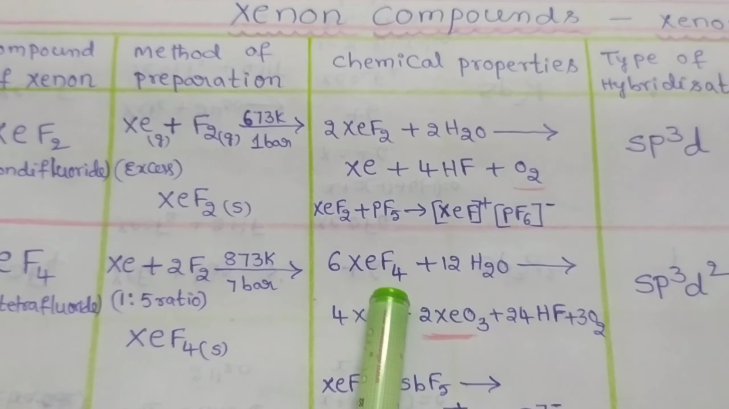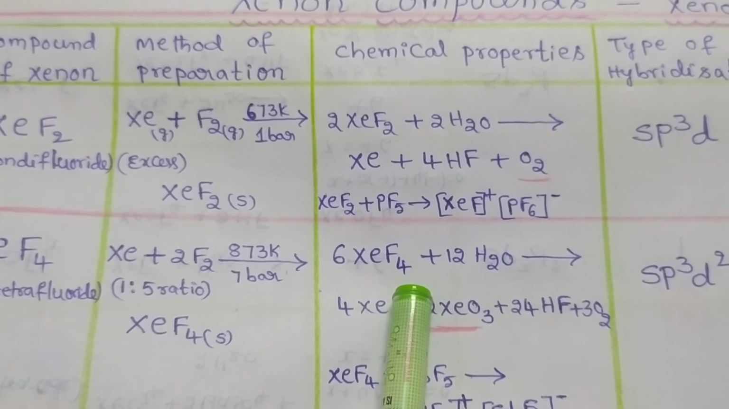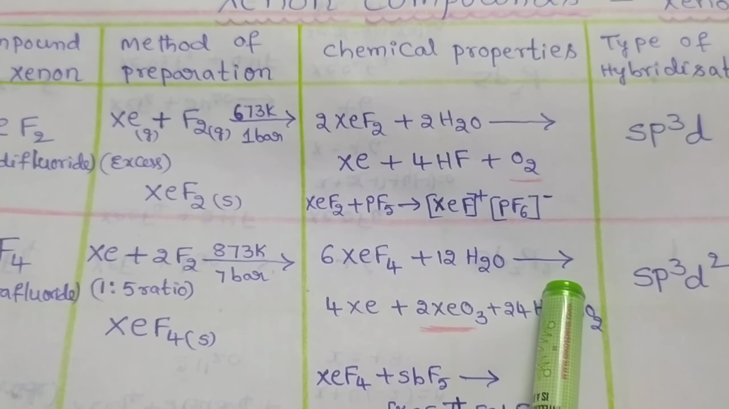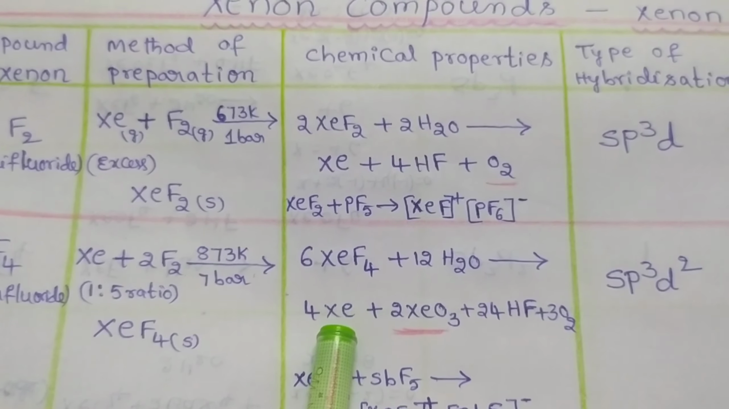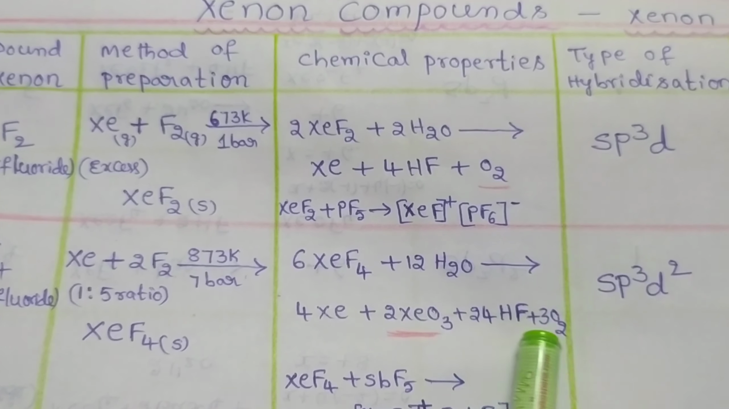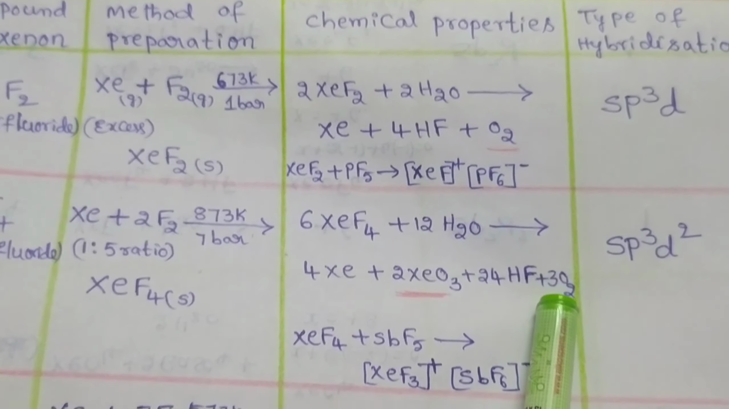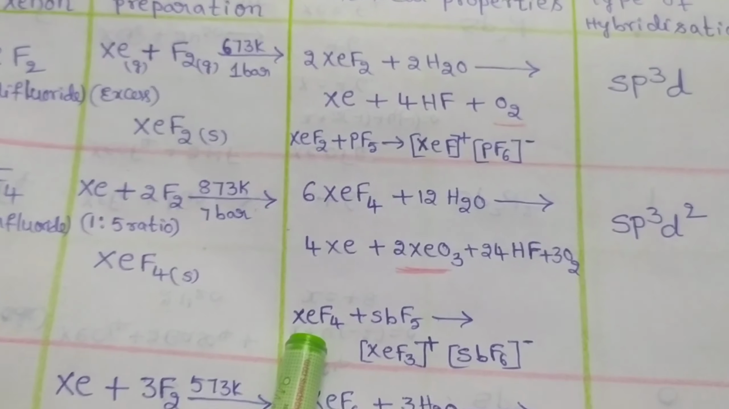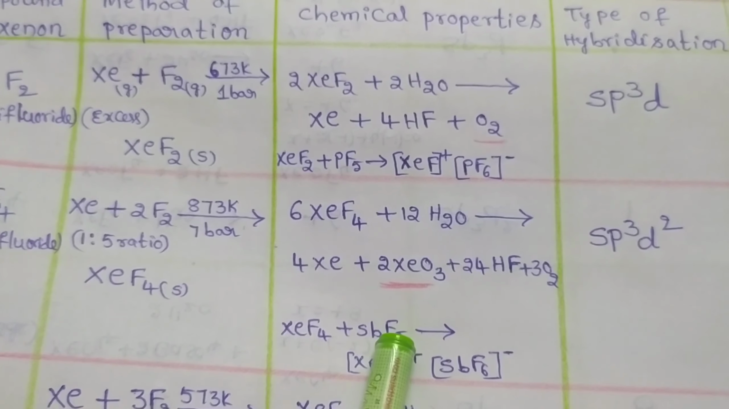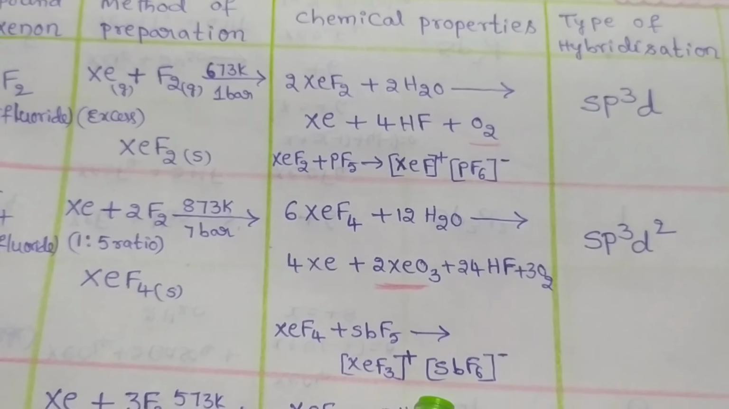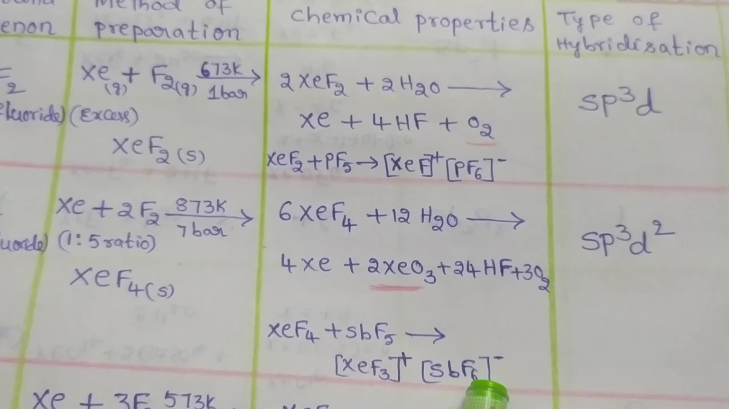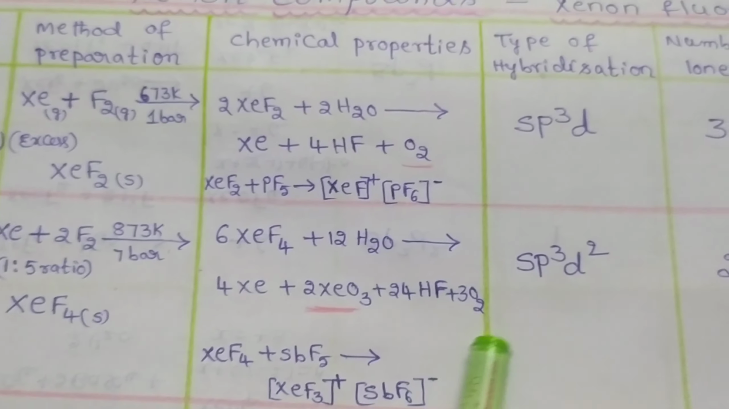Chemical properties: when 6 moles of xenon tetrafluoride is reacted with 12 moles of water molecules, it undergoes hydrolysis, forming xenon and xenon trioxide, hydrofluoric acid, and oxygen gas is released here. When xenon tetrafluoride is reacted with antimony pentafluoride, it forms an addition product, that is XeF3+ and SbF6- compound.